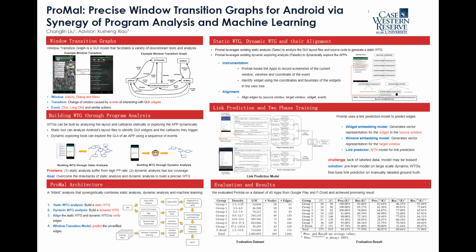We evaluated our framework on a dataset of 40 apps collected from Google Play and F-Droid, and it achieved promising results. The 40 apps are divided into 8 groups, as you can see in the table on the left. If you look at the table on the right, the precision of our model achieves 94% with a recall of 77%, compared to the precision and recall using Gator alone. It's significantly higher, as Gator only has a 46% precision and a 60% recall. It's also better than using Paladin alone. As you can see, Paladin has a recall of only 72%.